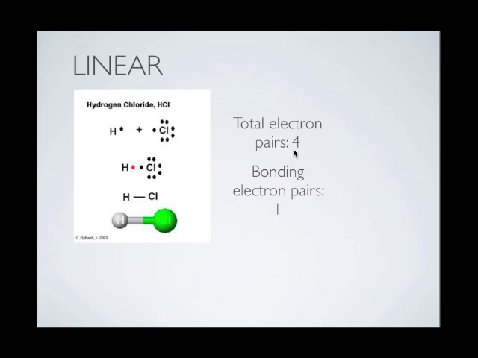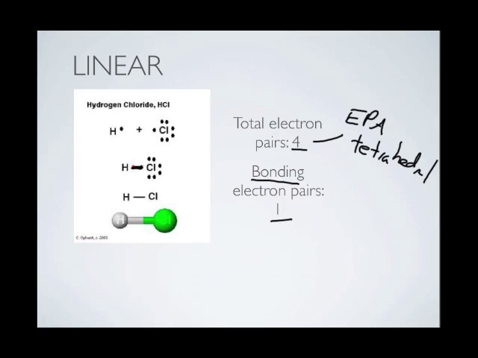Notice total electron pairs, 4. That means the electron pair arrangement, the EPA, is what? Tetrahedral. There's 4 sections. Quite the trend. But the bonding ones, it only has 1 bonding pair. Look at the HCl. If we focus on the chlorine, it has 1 bond and 3 lone pairs. The 1 bond gives us a linear shape between the 2 atoms. So that's how we get linear.